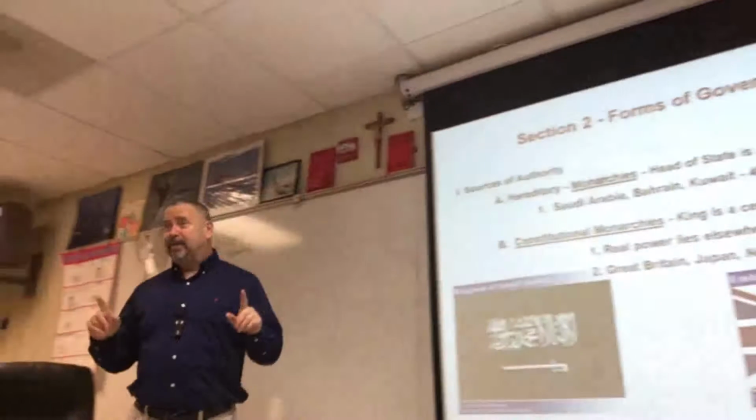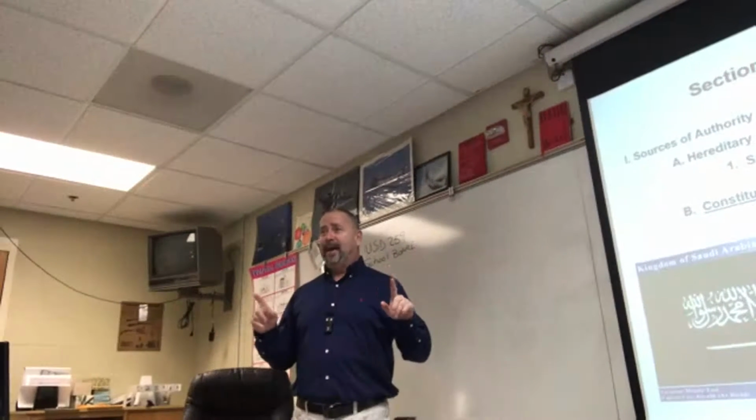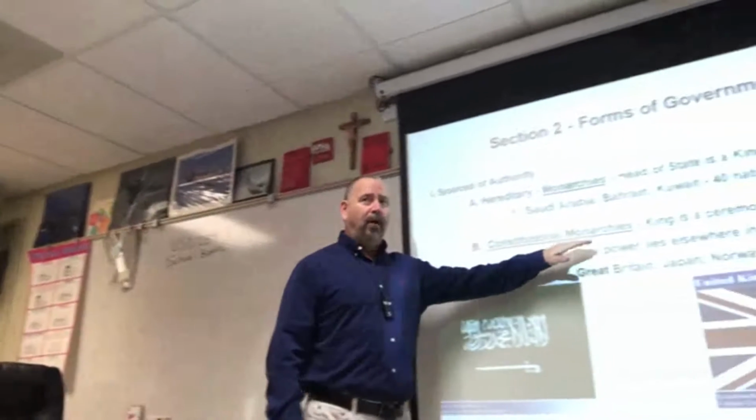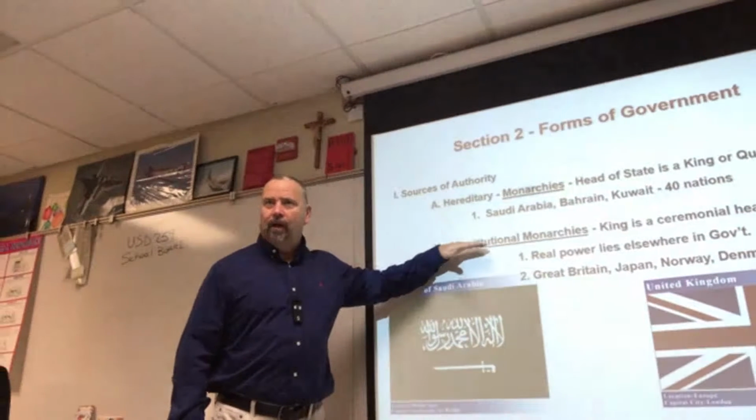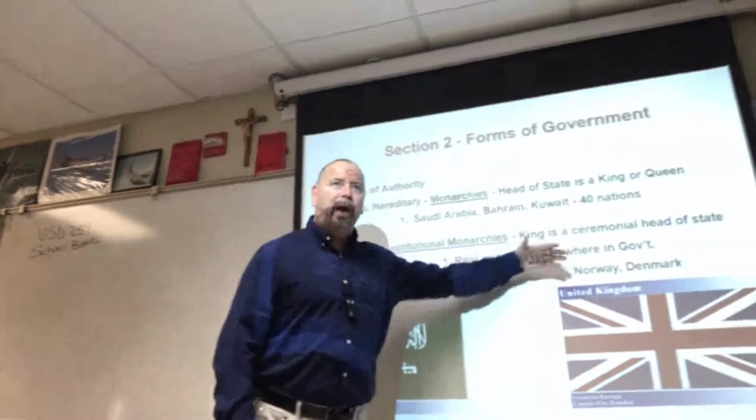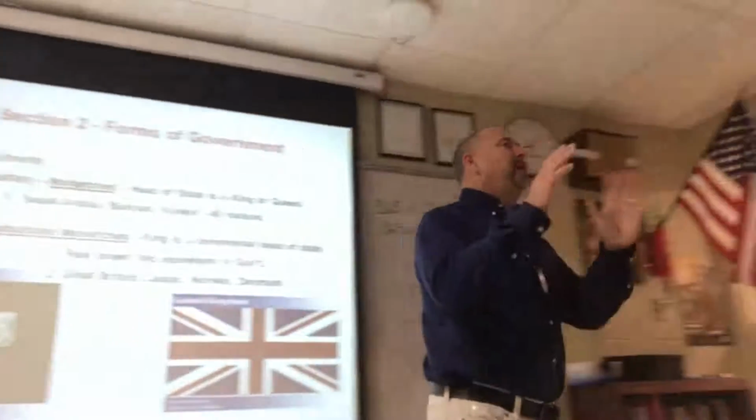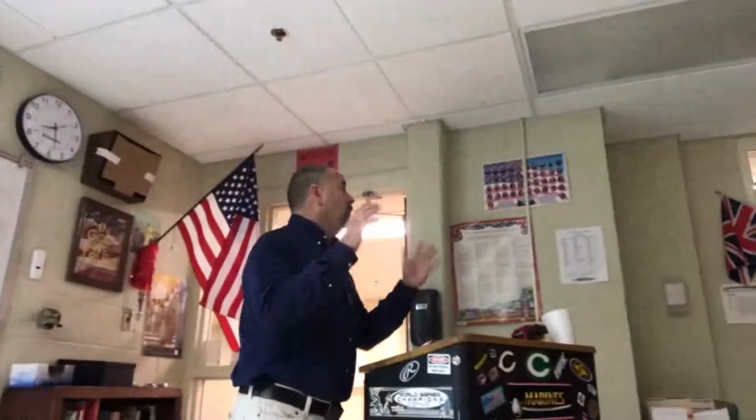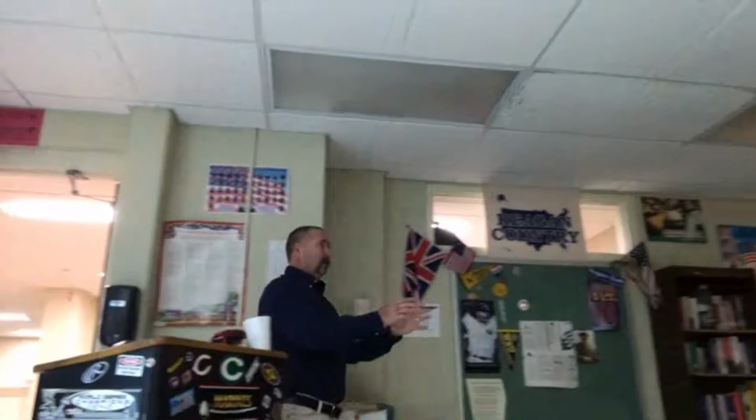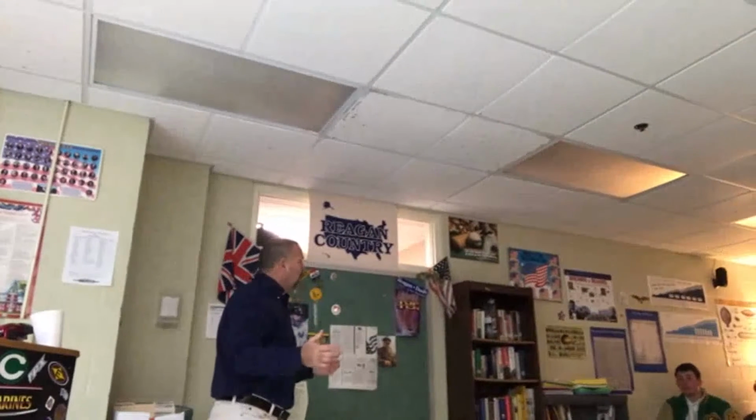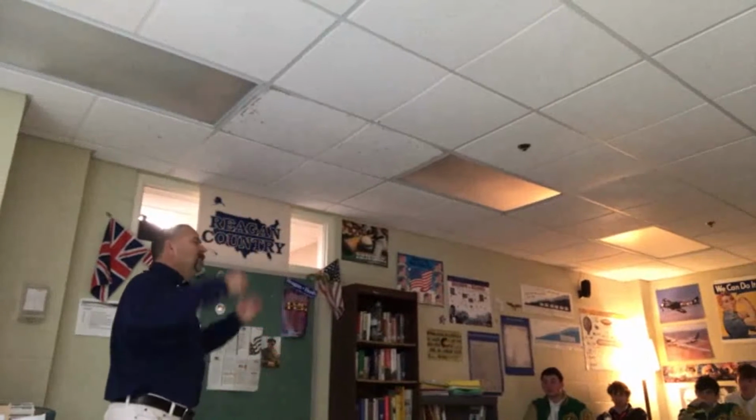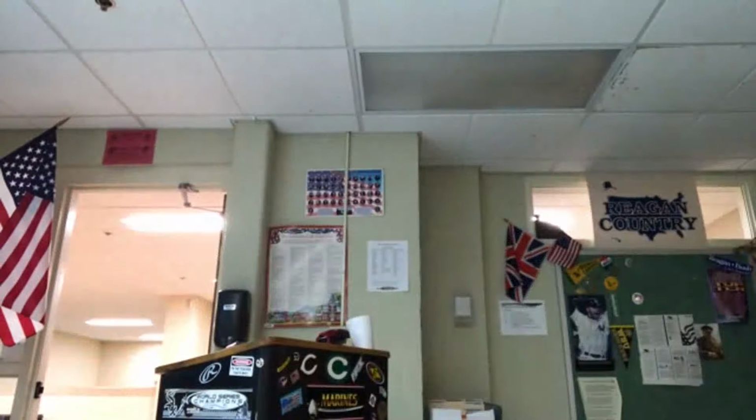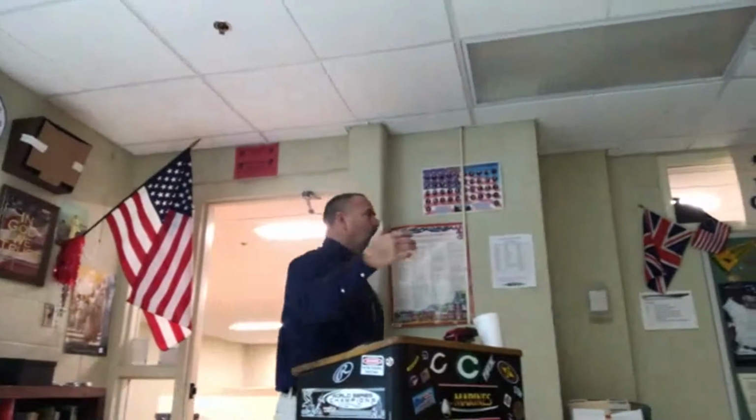Now, okay, constitutional monarchies. Guys, pay attention. This is different, and you're going to need to understand this for the test, okay? Constitutional monarchies, you still have a king. But the real power lies elsewhere in the government, in the Constitution, okay? So the king or queen is ceremonial. They don't have any power. So when we talk about this, we're thinking about England, Great Britain, okay? The United Kingdom. Queen Elizabeth, right? She's like 95, yes? Does she have any real power? No. She's the ceremonial head of state. Okay, the real power in Britain lies with the prime minister who runs the day-to-day affairs.